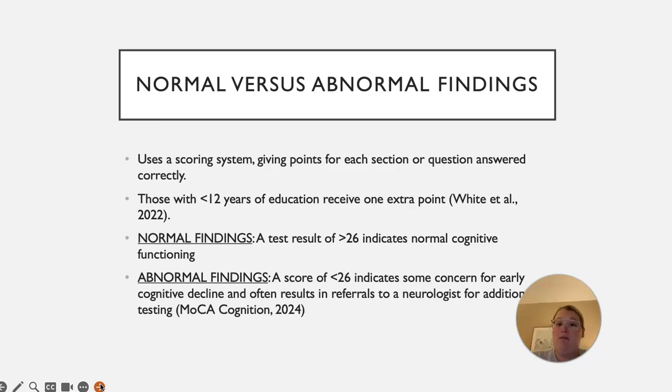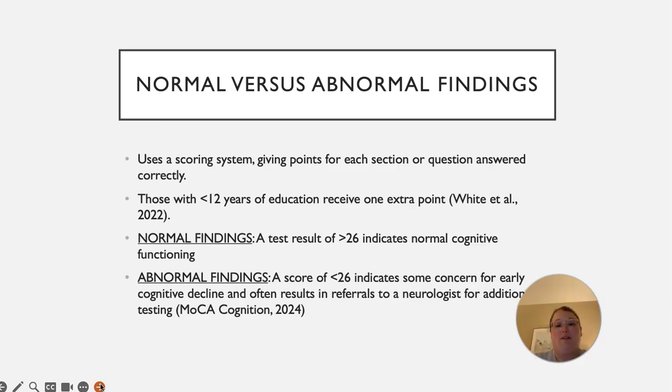So a normal finding would be a test result of greater than or equal to 26 out of 30. This would indicate normal cognitive functioning. If you need to, you repeat the test in a year at their annual physical, unless an acute concern comes up about memory, but otherwise, you're good.